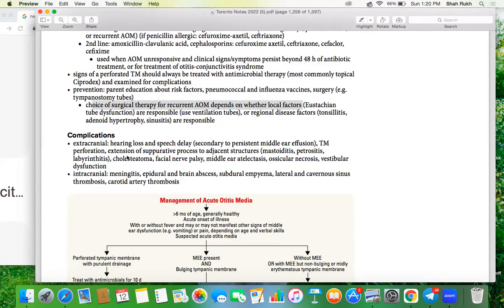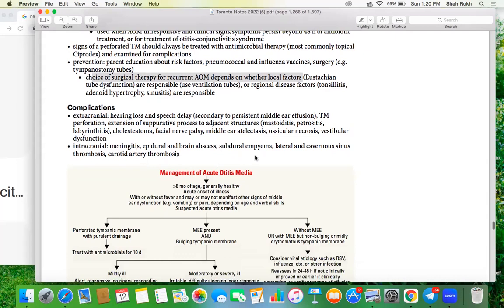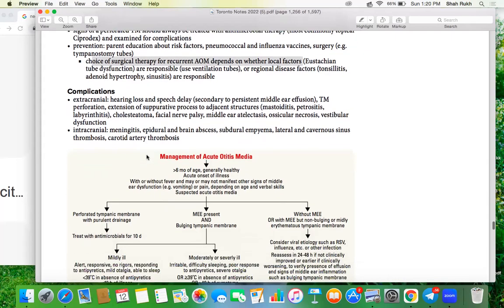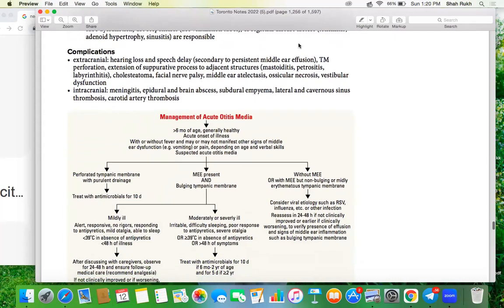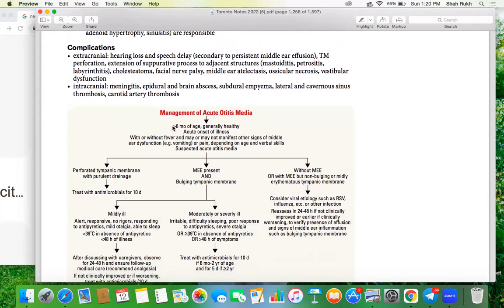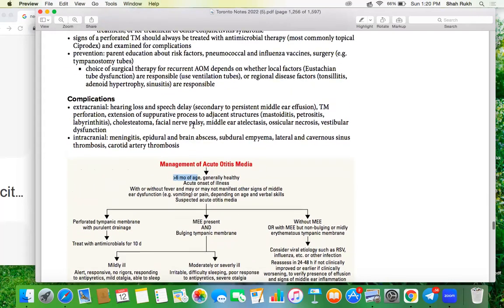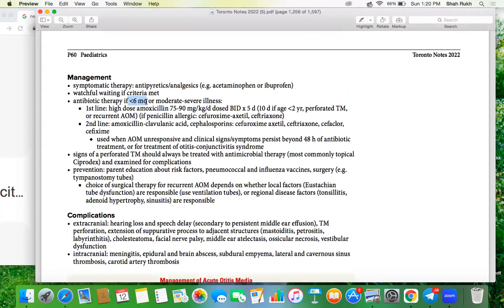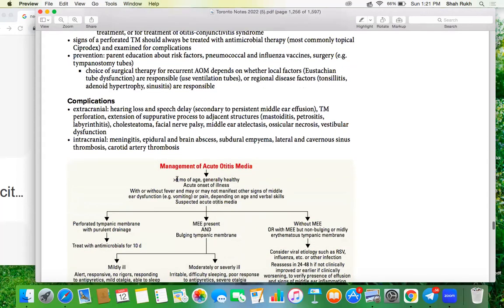Then come tympanic membrane perforation, extension, and then cholesteatoma, facial nerve palsy, and intracranial complications such as meningitis, abscess, epidural empyema, cavernous sinus thrombosis and carotid artery thrombosis. All of these things are written as for more than 6 months. As I already said, this is less than 6 months. You are not going to see whether this is a middle ear effusion or not whatsoever. If it's a middle ear infection and the baby is less than 6 months, you are going to give high dose amoxicillin. But all these features are going to apply to the baby who is more than 6 months.